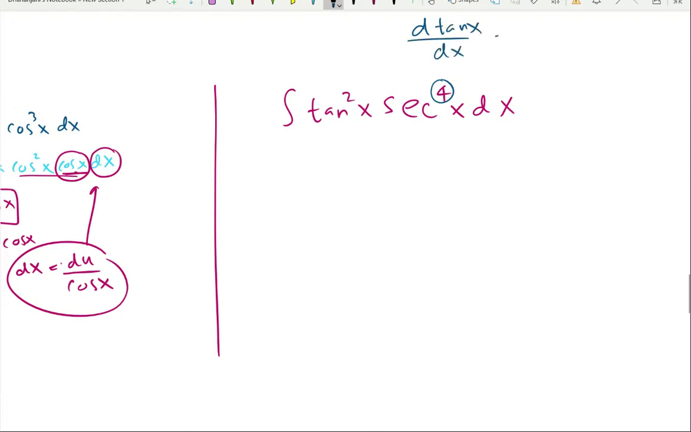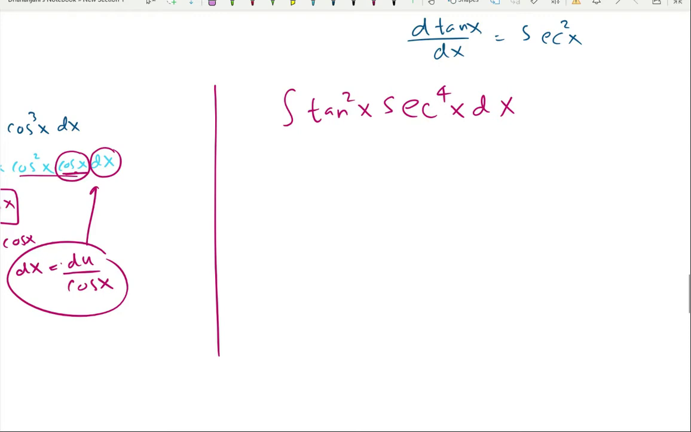Now we have to integrate this, and let's recall the fact: derivative of tangent is what? Secant square. Now here's my question for you. Try to pause this video and think, what is the function that you're gonna split and what is your u? Think about it. Pause the video and think.